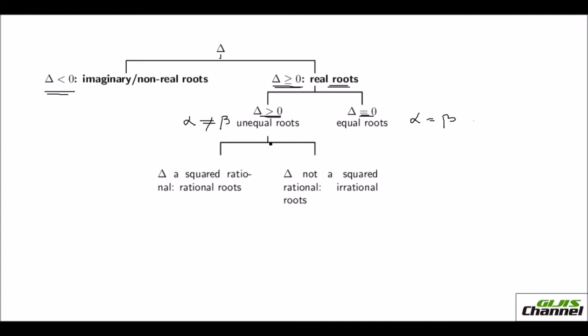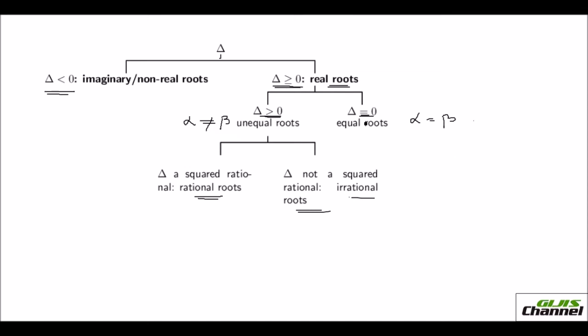Okay, now again the next classification is when the delta is greater than 0. When the delta is greater than 0, your discriminant may be a squared rational number, or it may not be a squared rational number. That means your discriminant may be a perfect square number, or it may not. If it is a perfect square, you call it rational roots. If it is not a perfect square, then you call it irrational roots. So I hope you understand what is imaginary or non-real, when the discriminant becomes real roots, and when they are equal and unequal, and then you have to know what is rational and irrational.